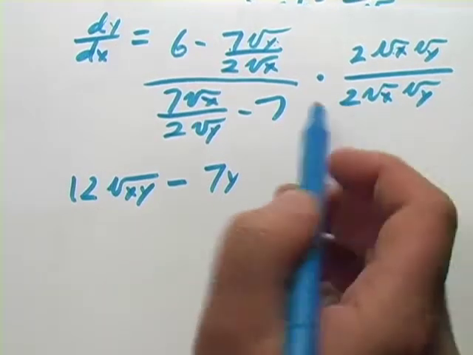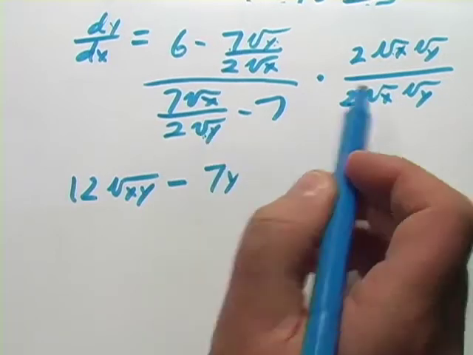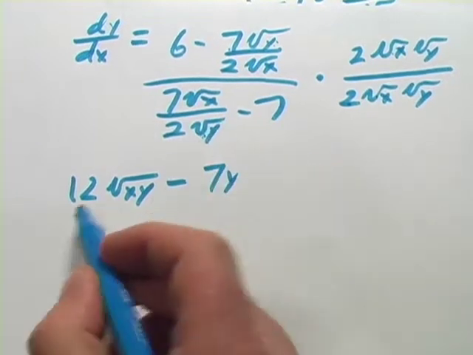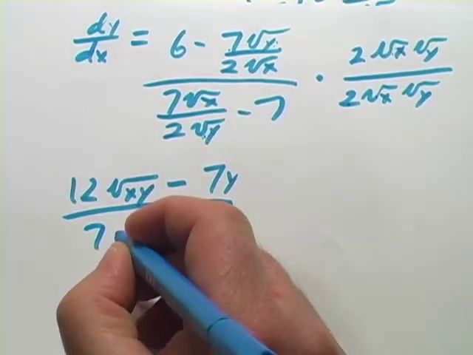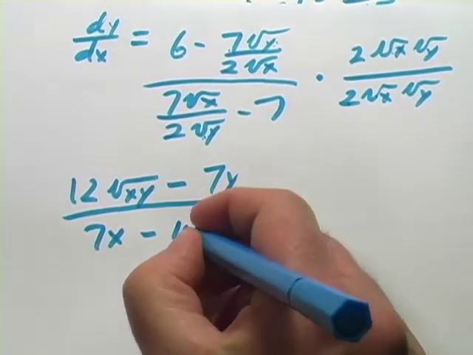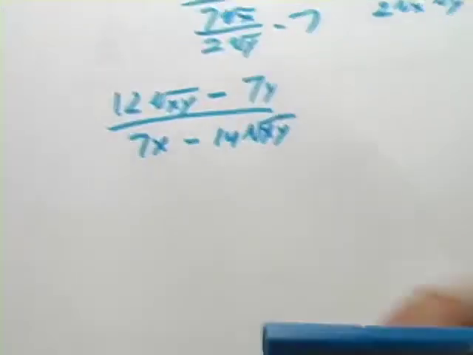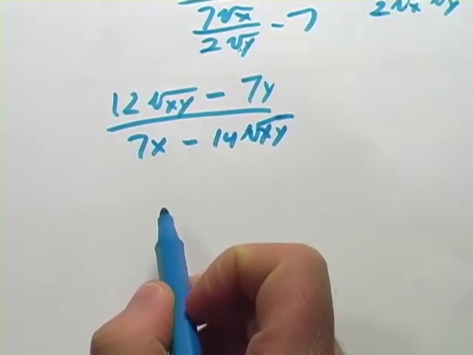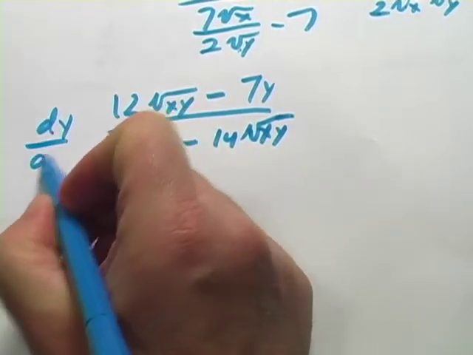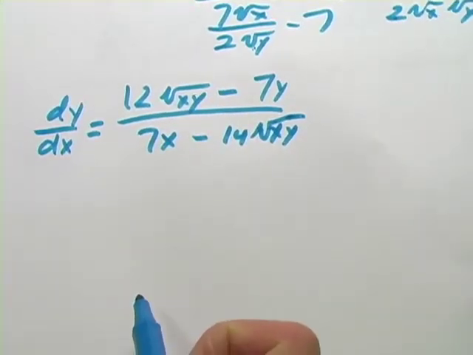And then let's do it on the bottom. In this first term, again, the 2's will cancel, the square roots of y will cancel, and the square root of x times the square root of x just becomes x. So this is 7x, and then we have minus 7 times this, so that's 14 square root of x times y. And that looks pretty good. I'm not sure what else we would be able to do with this one. So I'm going to call this done. And that's our derivative of y with respect to x.